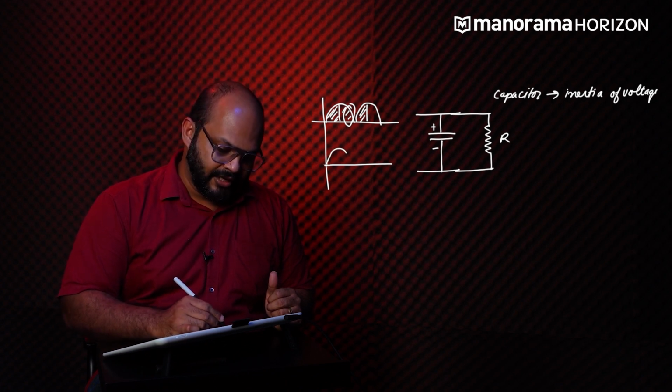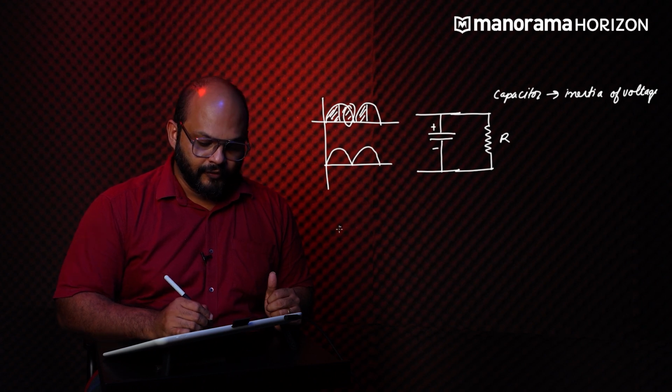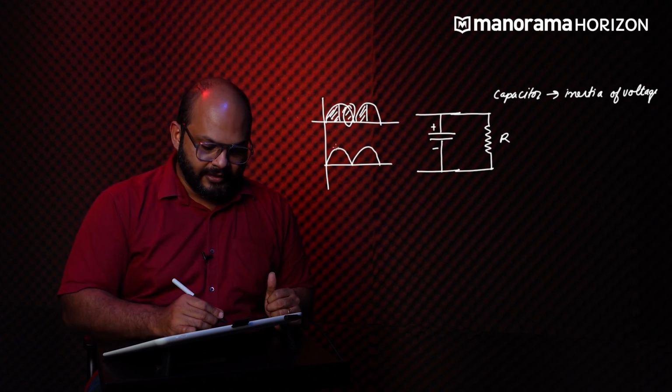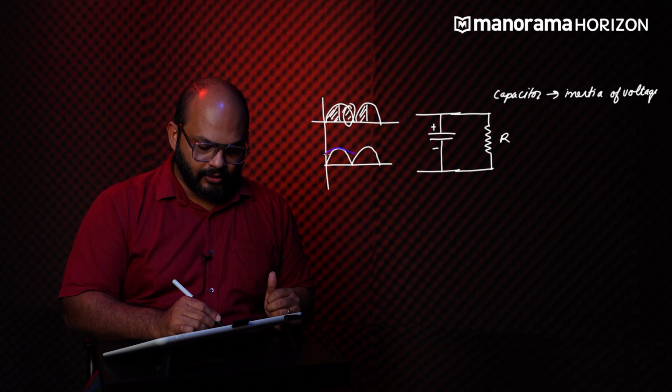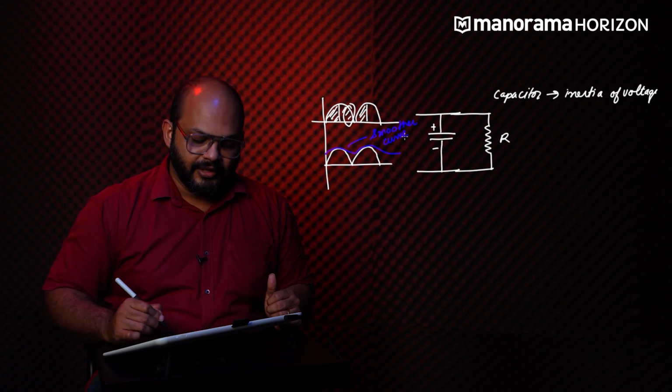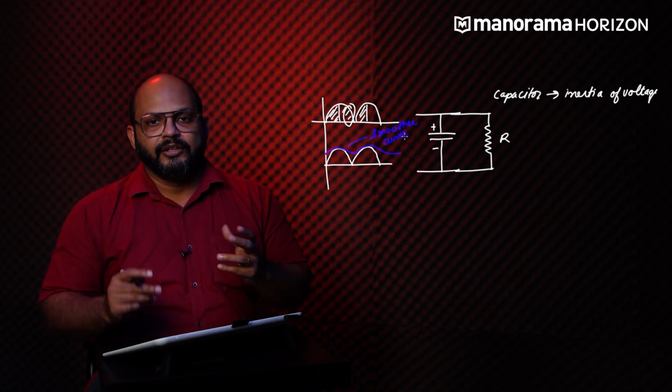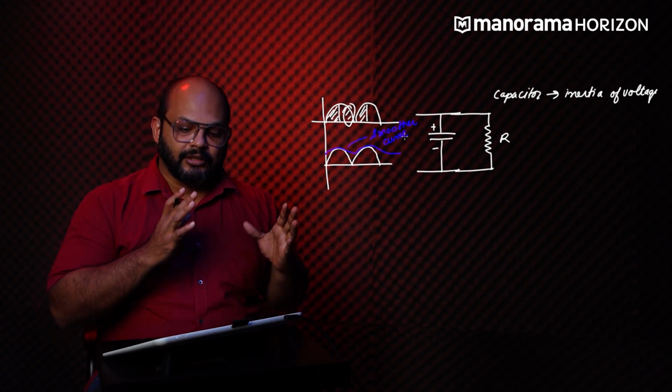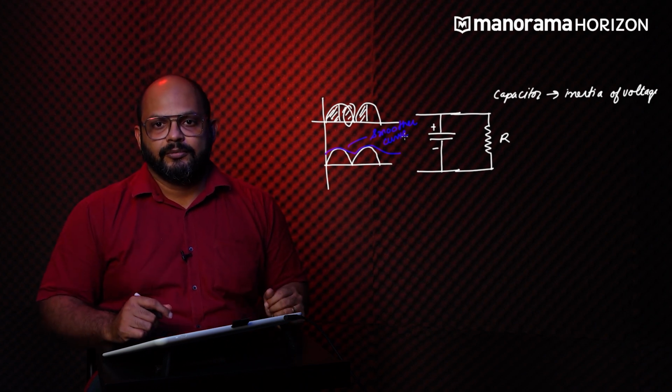So if this is the output waveform from the full wave rectifier, this will be the actual waveform seen across the load. You will notice that this is a smoother curve. Large capacitors are used in things like power supplies specifically for this reason. We want to reduce the ripple in the circuit as much as possible.